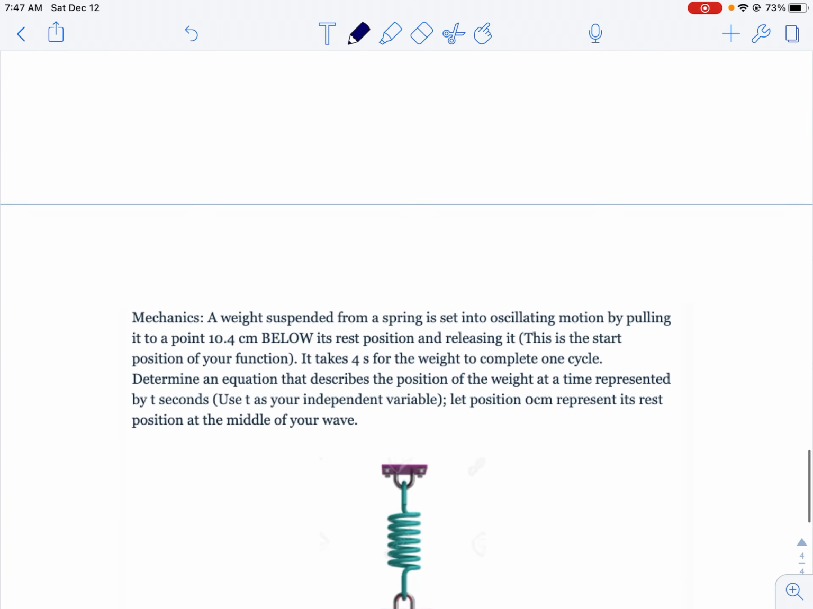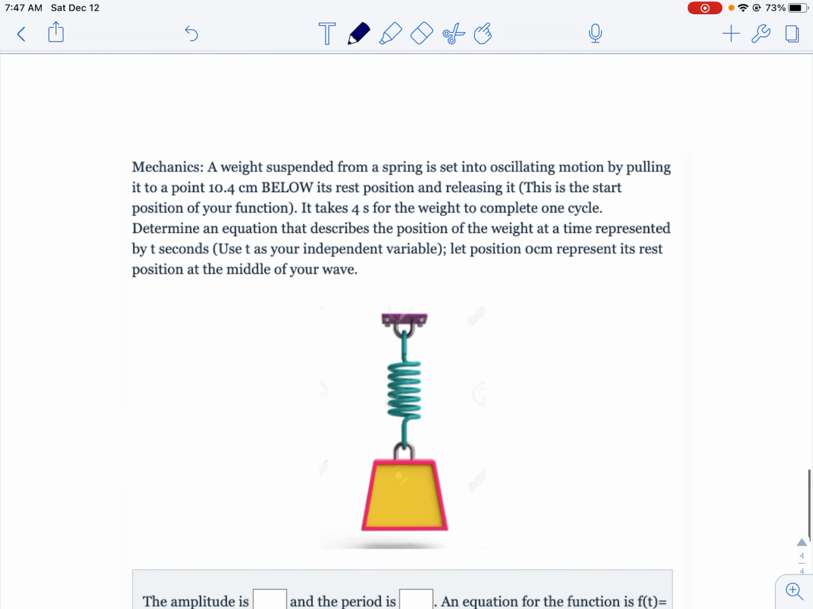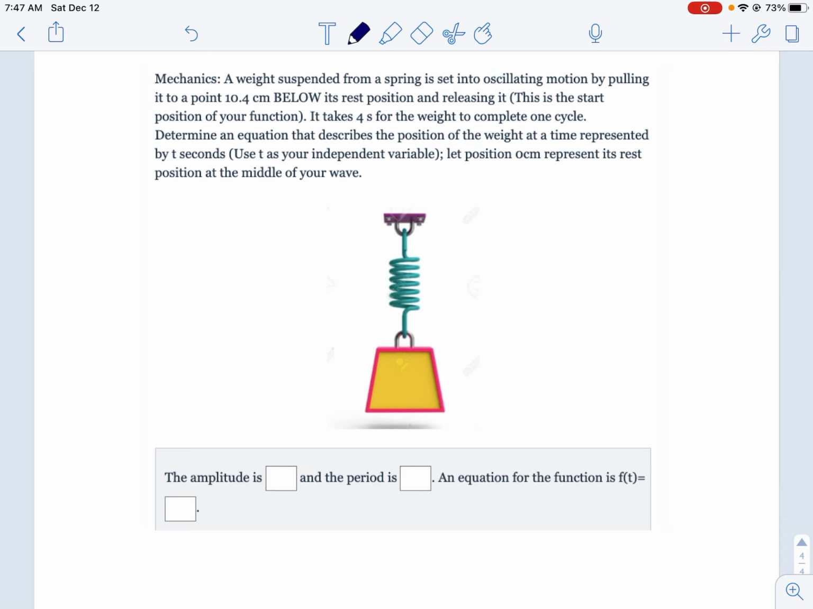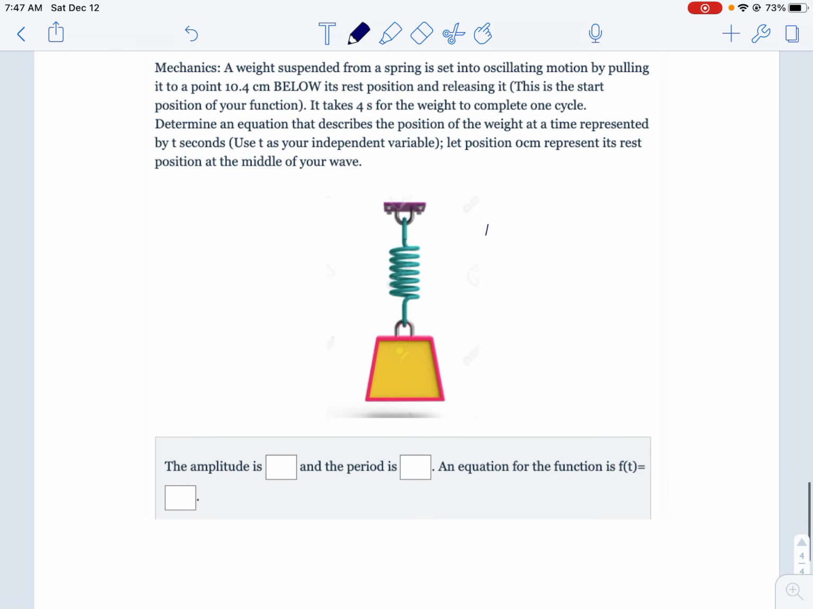Okay, and I think we have just one more. We have this one about a spring. Its weight is suspended by pulling 10.4 centimeters below and releasing it. So just a quick sketch of what's really going on here. So it goes 10.4 below, that's negative 10.4, and we'll assume it goes 10.4 above. So that's my amplitude.